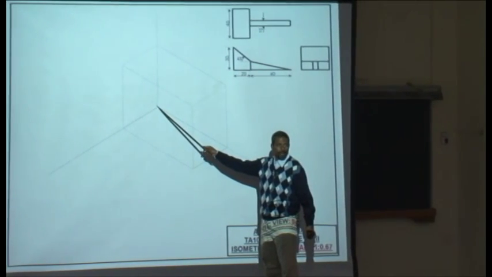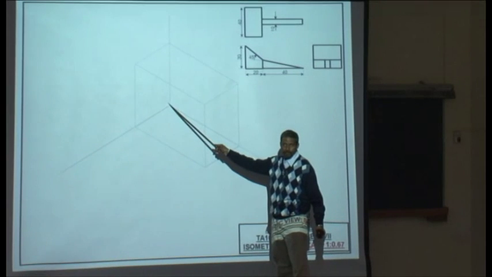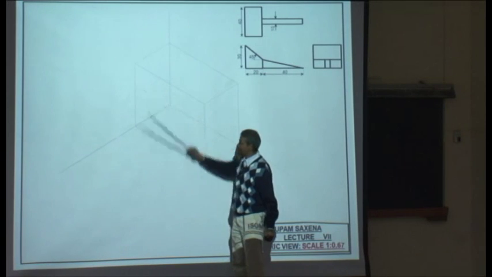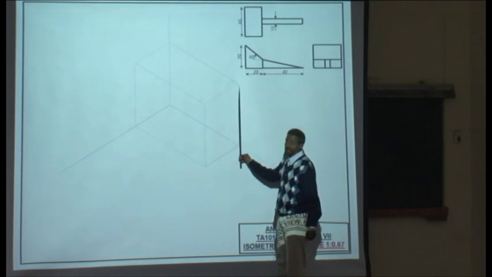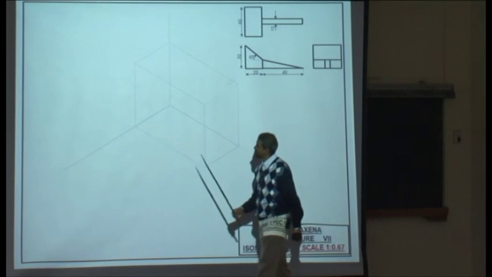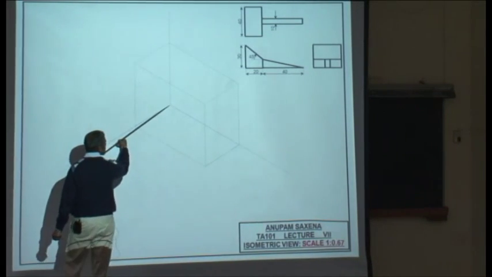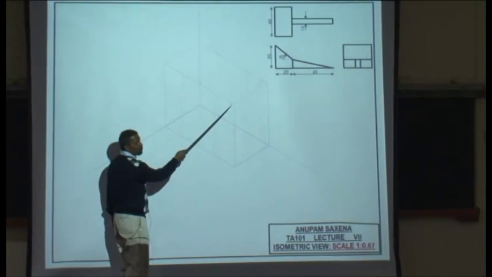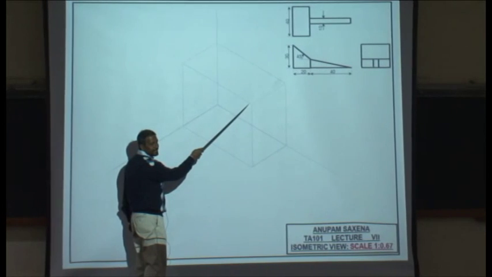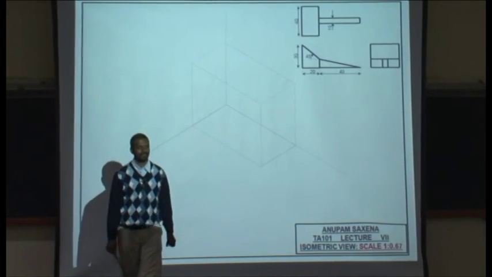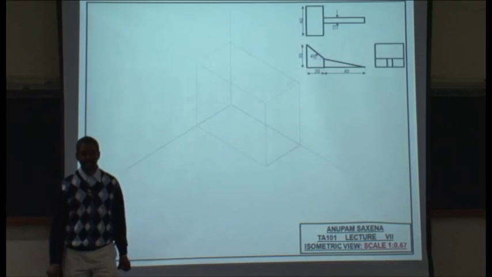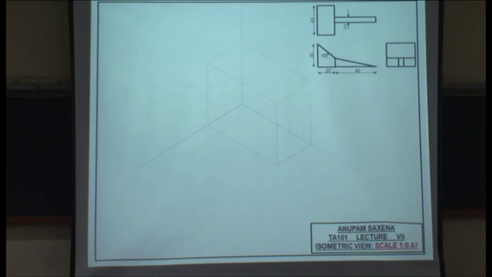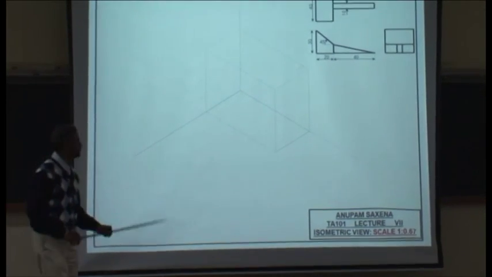Origin? Yeah? This is the origin? What is this length? 40. Wonderful. What is this? Great. What is this? Wonderful. What are the coordinates of this point? 20, 40, 30? Great, not very difficult. That is precisely how you need to draw isometric drawing or isometric view. Okay?